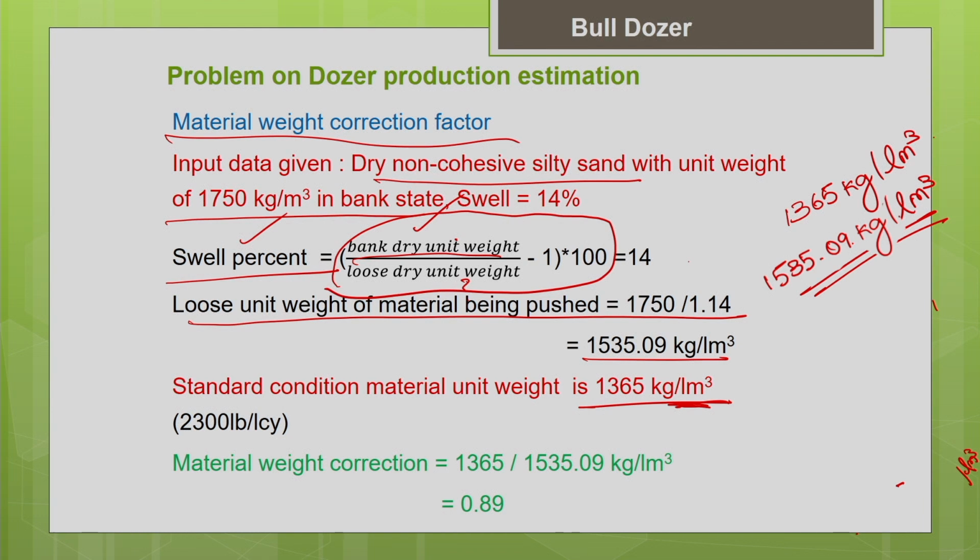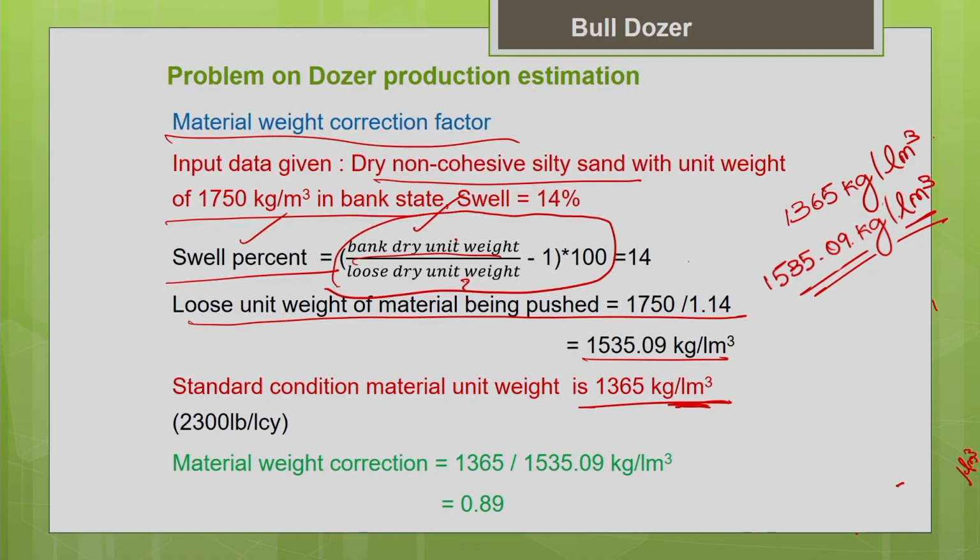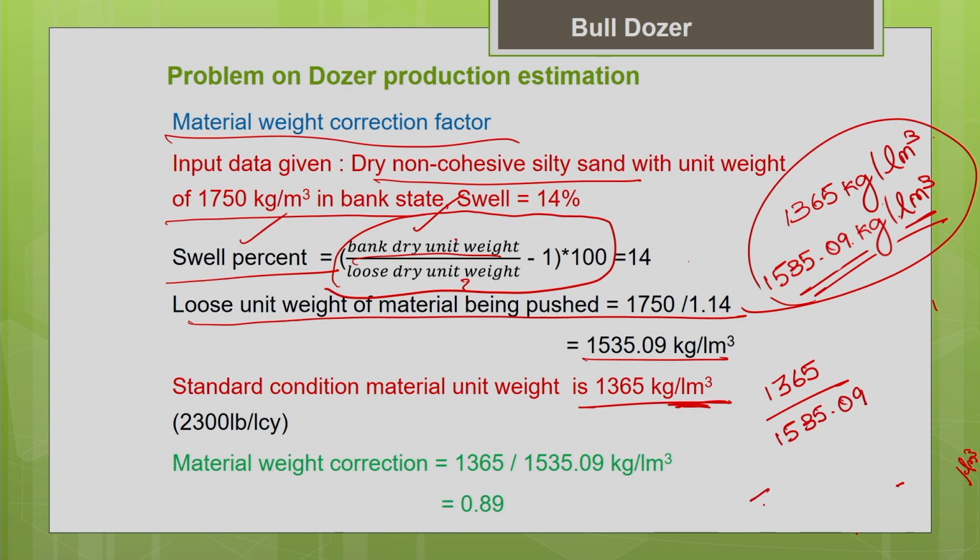When the soil is more dense, it is going to be difficult for the bulldozer to push it. So that's definitely going to reduce the productivity. So you won't be able to realize your productivity as represented by the ideal curve. Okay, so you have to adjust it according to the material weight correction factor. So how to find the material weight correction factor? It is nothing but 1365 divided by 1535.09. Okay, so that gives me the material weight correction factor as 0.89.